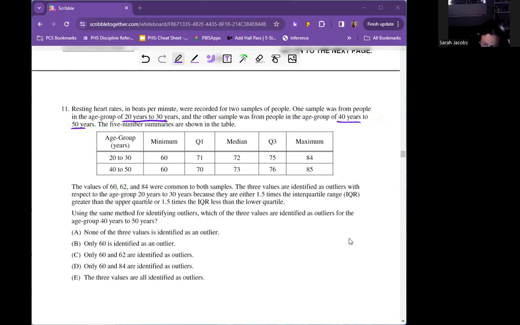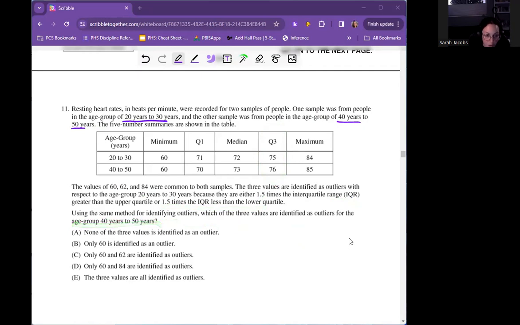The 3 values are identified as outliers with respect to the age group 20 years to 30 years because they are either 1.5 times the IQR greater than the upper quartile or 1.5 times the IQR less than the lower quartile. So, big hint. If you forgot how to find outliers, you need to know how to do that. Your test is probably going to tell you, but probably not right where you need it. So keep that in mind. Using the same method for identifying outliers, which of the 3 values are identified as outliers for the age group 40 years to 50 years?